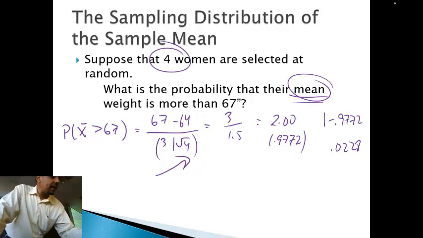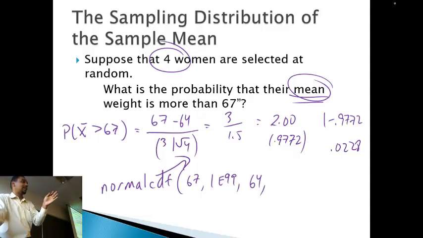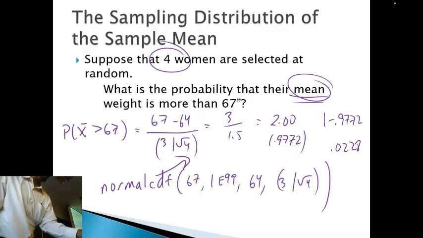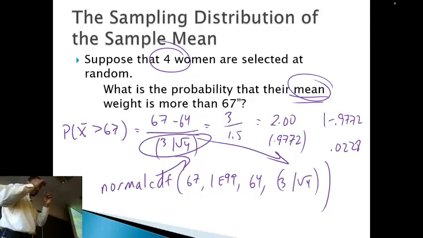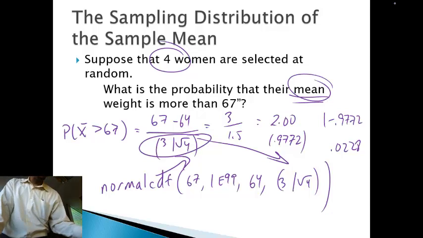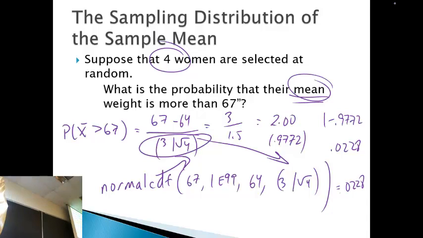Weird. In the calculator, it's normal CDF, 67, some arbitrarily large number, 64, and then what? 4? Not quite. 3 divided by square root of 4. Put the whole thing in there. Okay? So whatever you have for your denominator goes in there that way. Let it sink in. I know we're in 856, 57 mode, but this is very critical to getting things moving forward for today or for the weekend. And then we'll finish up the other examples, and we'll wrap up 11, and we'll start 14.